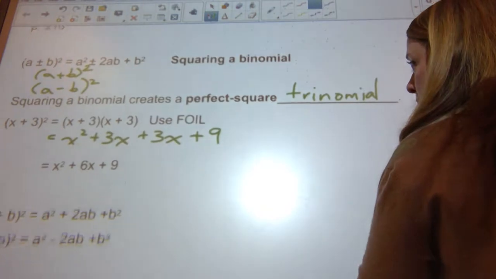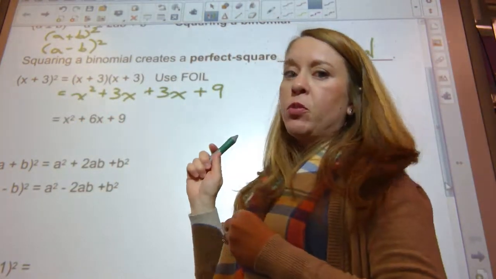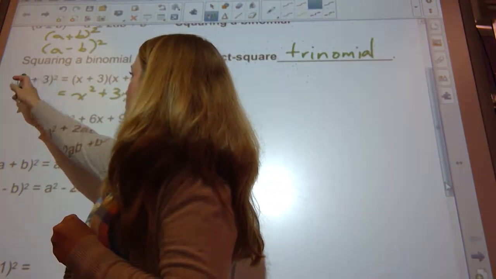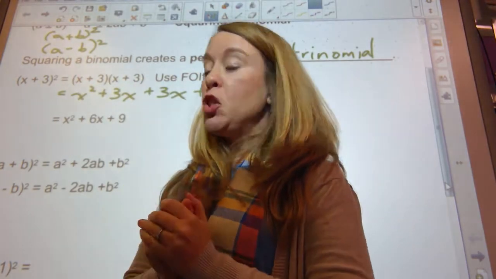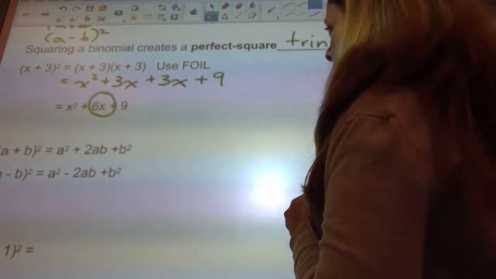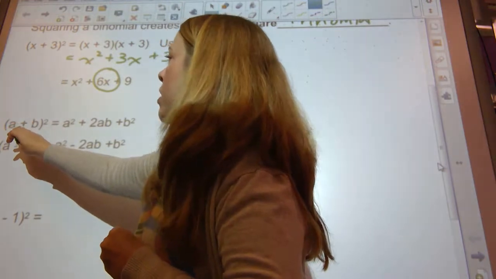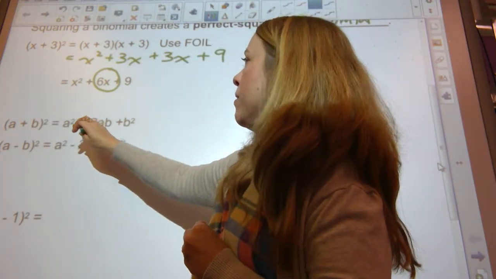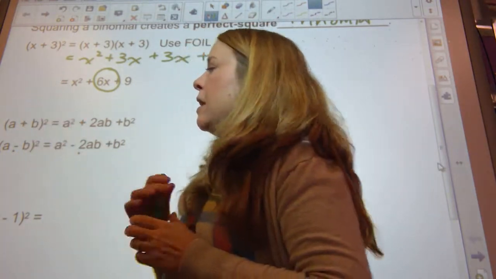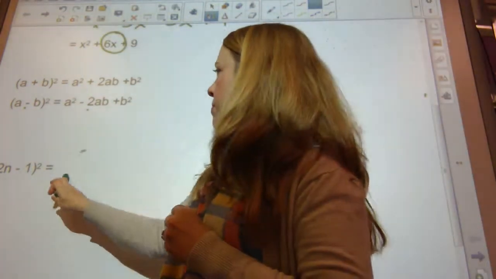So basically what you're going to get is your first term squared, your last term squared, and in the middle you're going to get your two terms times each other times 2. That'll be your middle term, okay? If you have a binomial with a minus in the middle, then you're going to have a minus here, okay? That's the only difference between the two binomials, okay? So let's look at this one now.